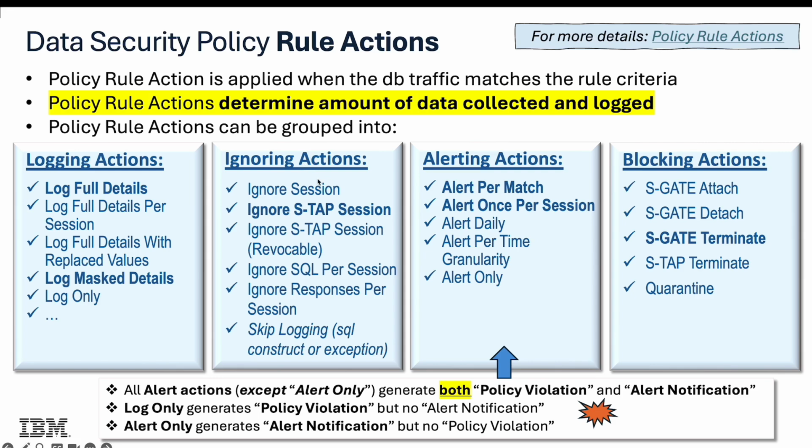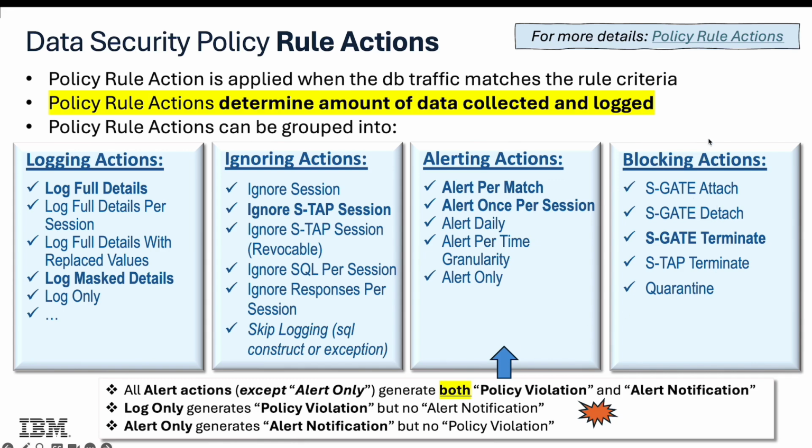Second, ignoring actions. Session-level ignore actions can cut down the traffic the collector receives. Skip logging is special. It skips logging SQL constructs or exceptions. Third, alerting actions. Most alert actions generate both policy violation and alert notifications. The exceptions are alert only, just the alert notifications, and log only, just the policy violations.